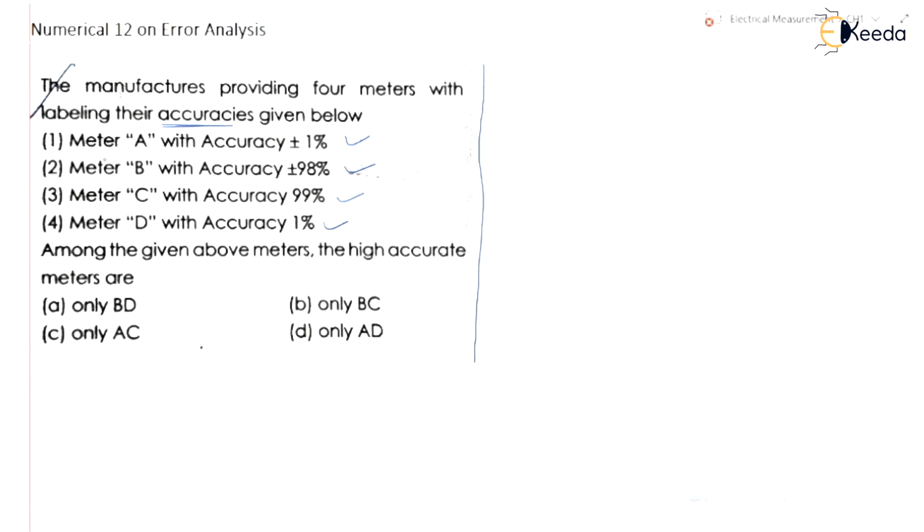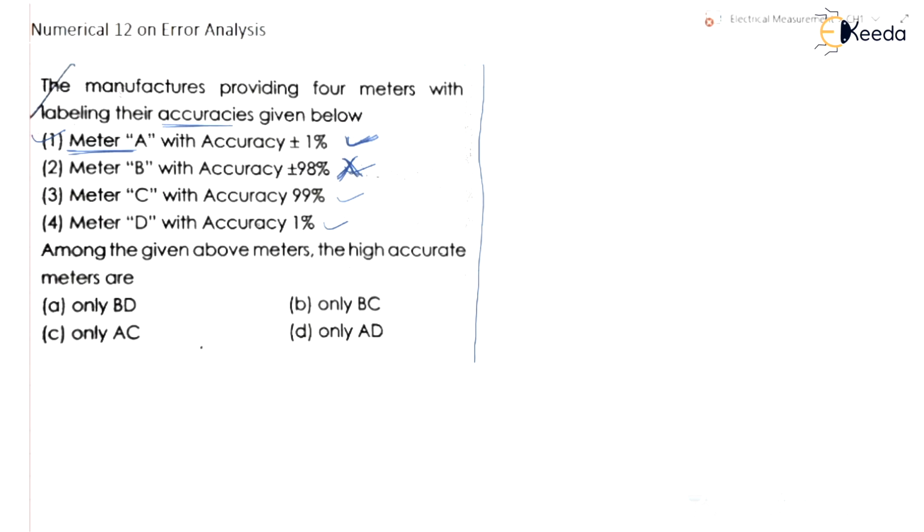So if you check, meter A has an accuracy of plus minus 1%. When plus and minus is mentioned, it is a guaranteed accuracy error they have given. The error is 1%, and in meter B, the error is plus minus 98%. If the error is 98%, is the accuracy high? No. So meter B is not the most accurate, whereas meter A has a plus minus 1% error only, right? It is mentioned in terms of guaranteed accuracy error. So meter A has the highest accuracy.